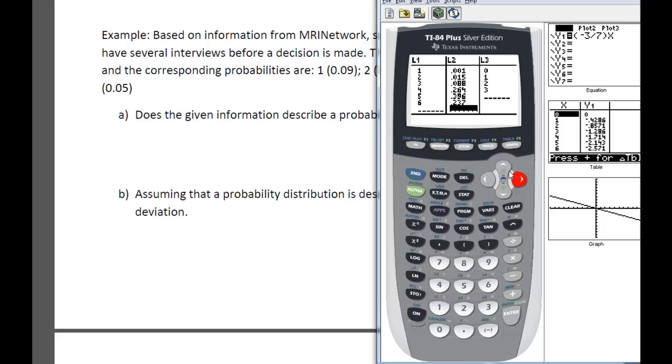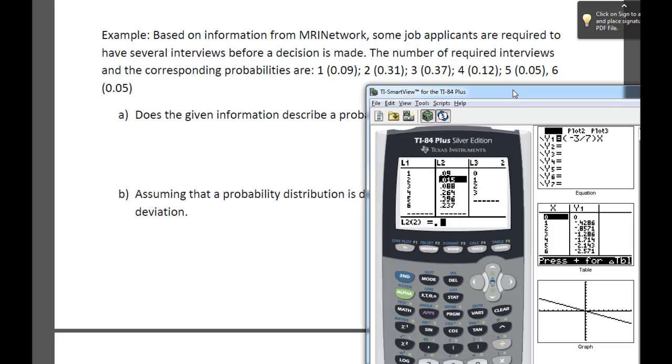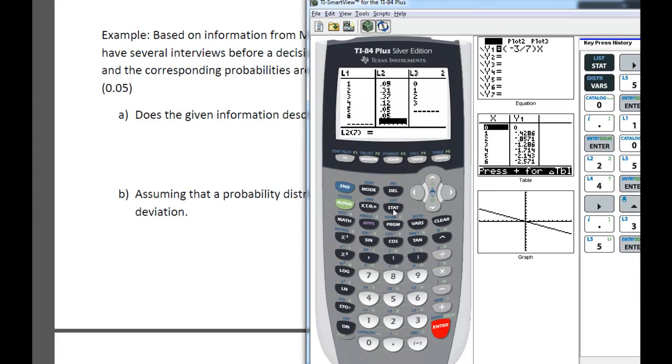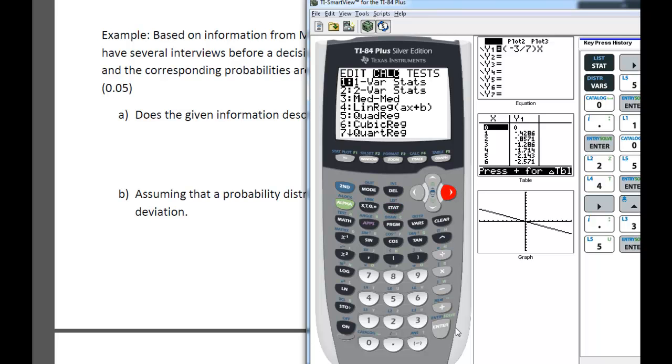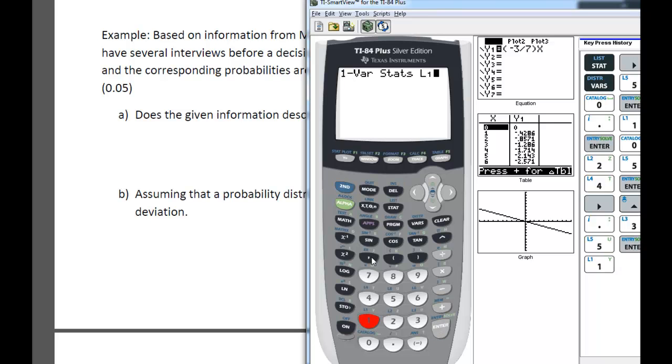Okay, and then my probabilities are 0.09, 0.31, 0.37, 0.12, 0.05, 0.05. Okay, and so we'll do stat, calc, one variable stats. I'm going to do second L1, comma, second L2.